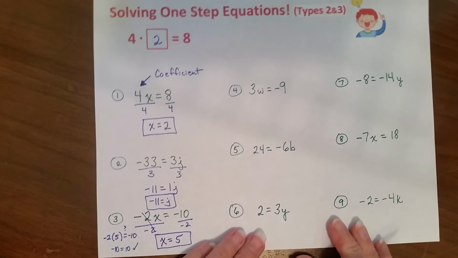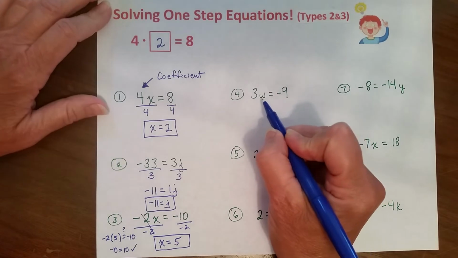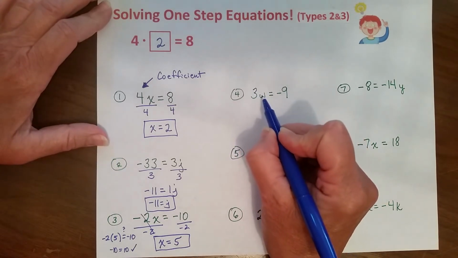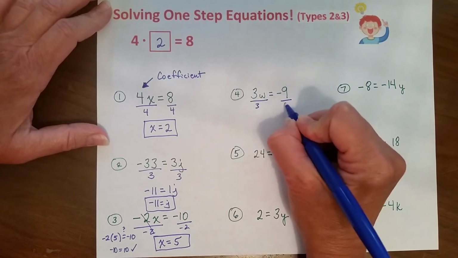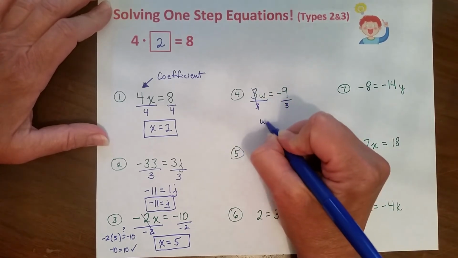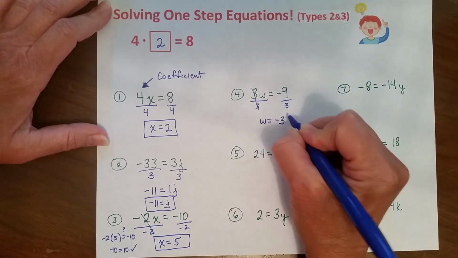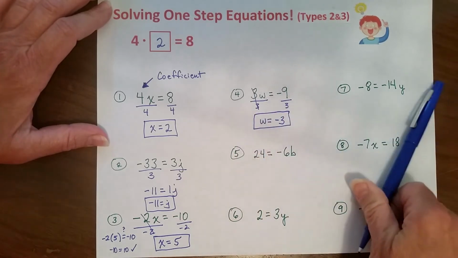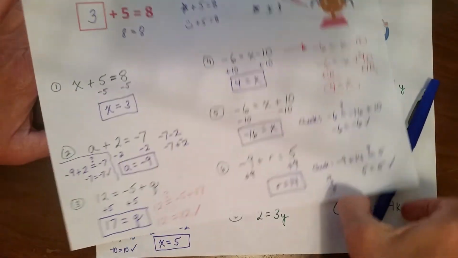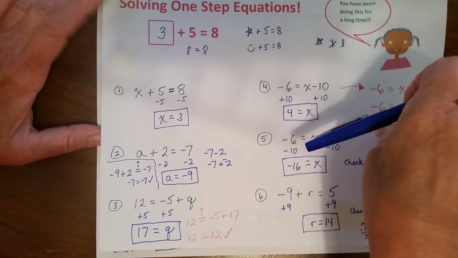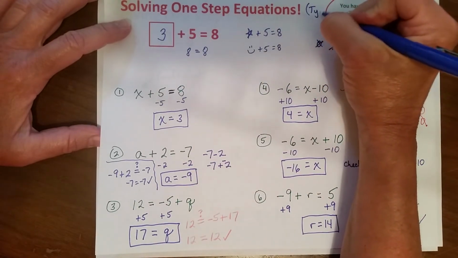Okay, let's do a couple more just because I want to make sure we cover anything that you might be presented with. Here, the variable term is over here. I have to divide through by the coefficient. So I get w equals a negative 9 divided by a positive 3 is going to be a negative 3. Okay, notice this is different than one-step equations that we did yesterday, or whichever day. Here are one-step equations. This was type 1.